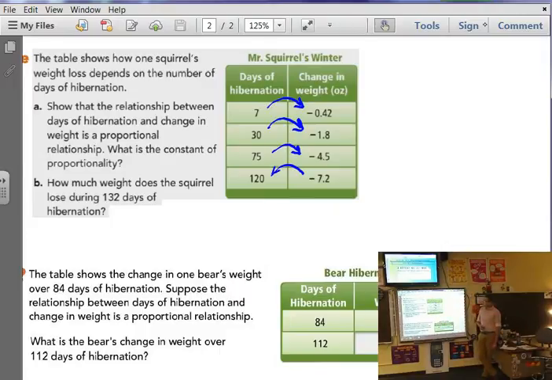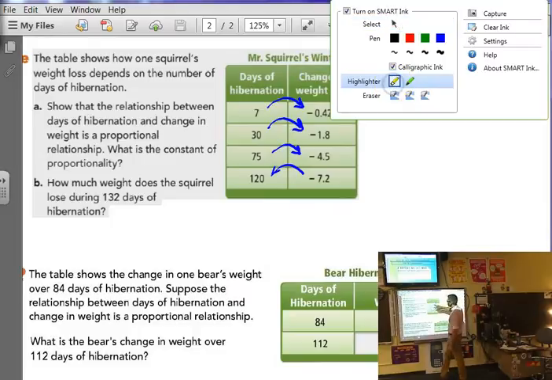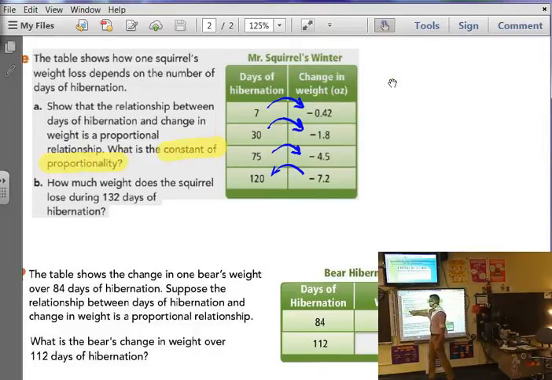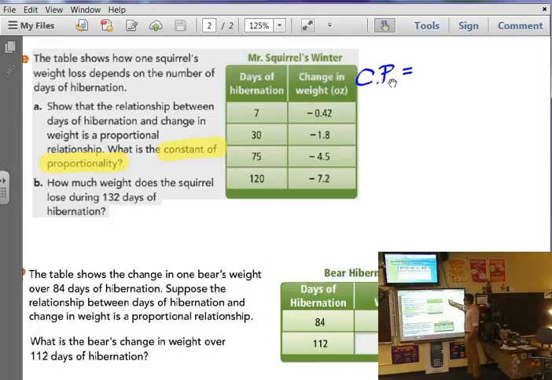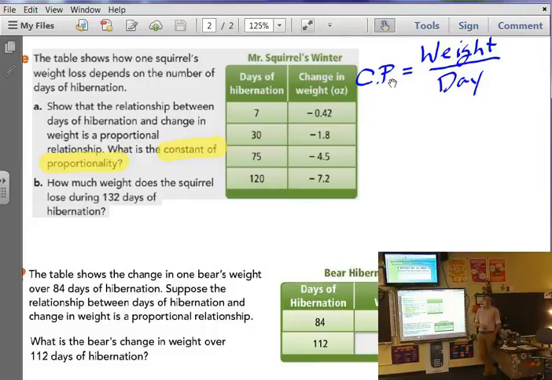So it says that it is proportional, and it wants the constant of proportionality. The constant of proportionality, I would highlight this if I was you, is what relates our values together. So what we really want to look at for our constant of proportionality, and you can abbreviate that CP, is how much weight changes every day or per day, and per always tells me division.